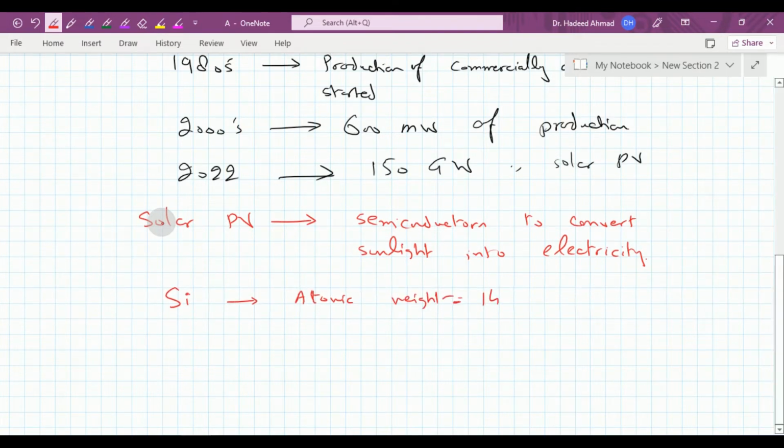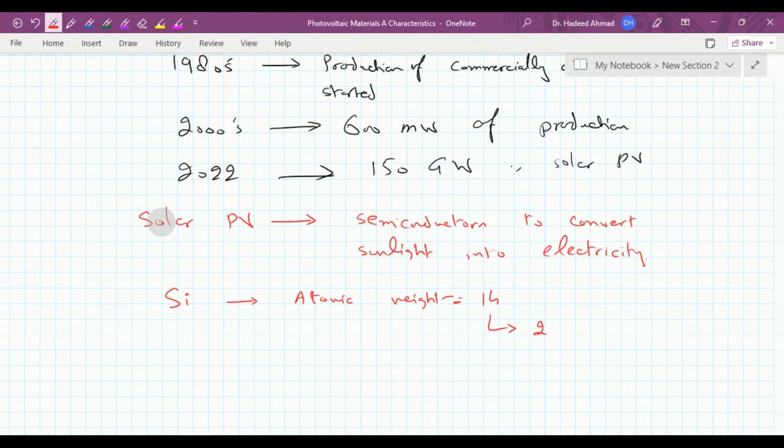The placement of electrons is such that we have two electrons in the innermost shell, then 8 electrons in the middle shell, and in the valence shell we have 4 electrons. Based on these 4 electrons present in the valence shell, silicon is classified as a tetravalent material or element.